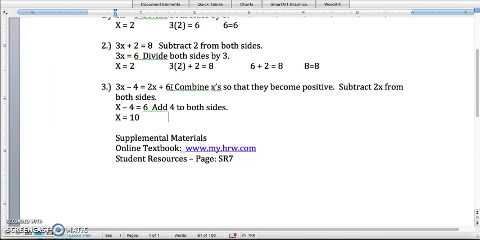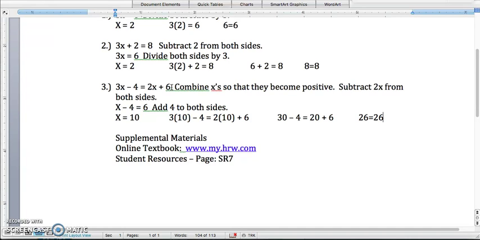Checking this to go back and make sure, if I put in my 3 times 10 minus 4, which is equal to 2 times 10 plus 6, we plug those back in and simplify the left and right side. On the left side we end up with 30 minus 4, which is equal to 20 plus 6. By simplifying both sides, we end up with 26 equals 26. So our solution is x equals 10 for the last problem.